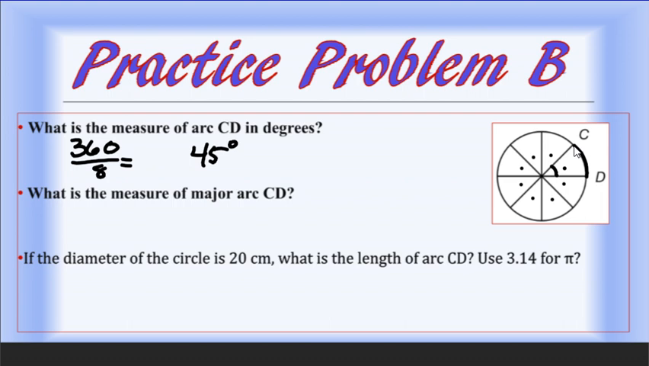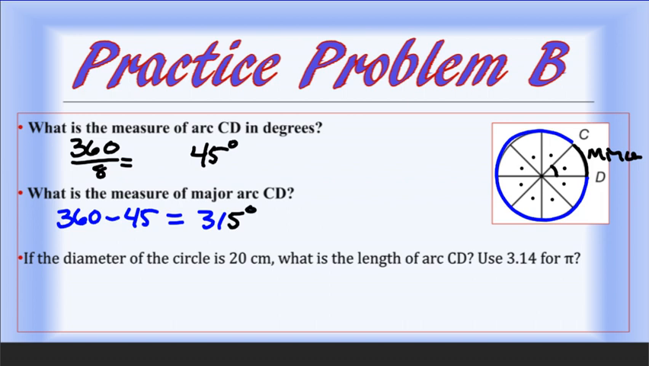What is the measure of major arc CD? So this piece, this is the minor arc because it's less than half a circle. The major would be going the opposite direction from C to D. So the whole circle is 360, and you take 45 degrees away, what is left? 360 minus 45 gives us 315 degrees. So the measure of major arc CD would be 315 degrees.